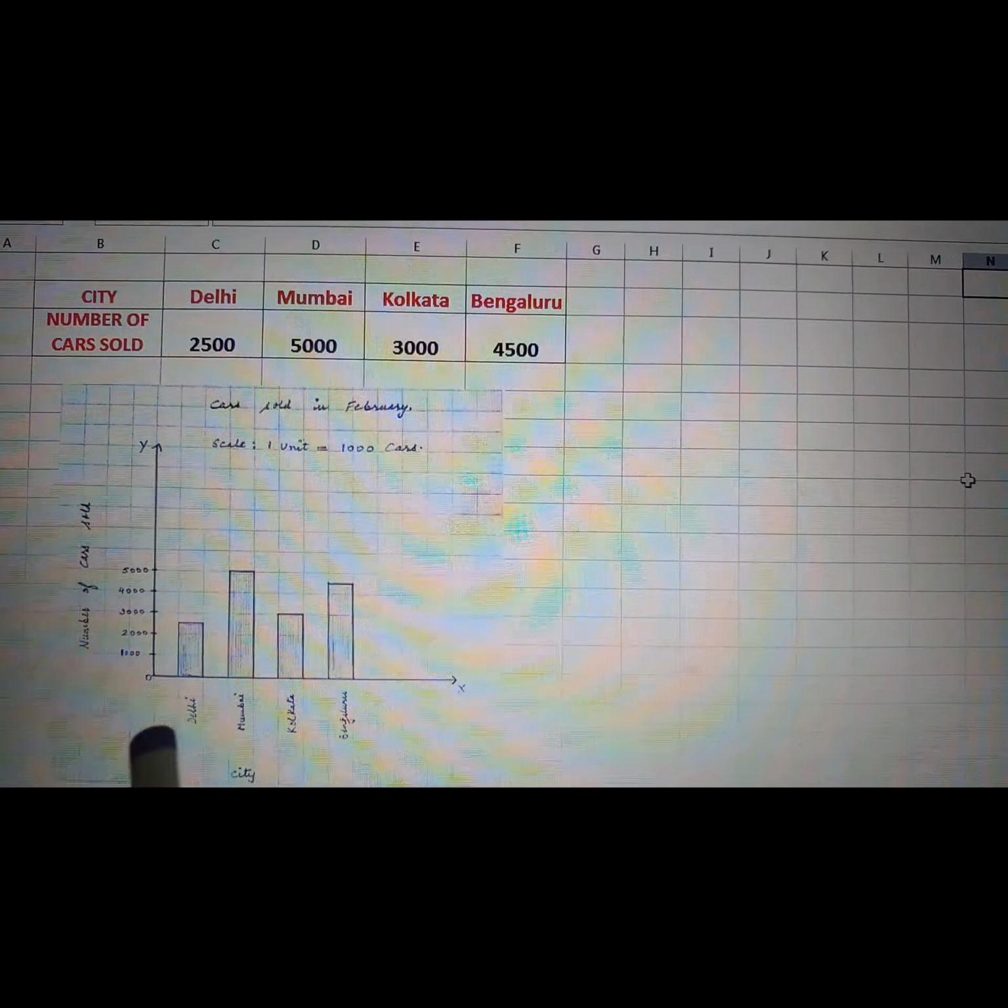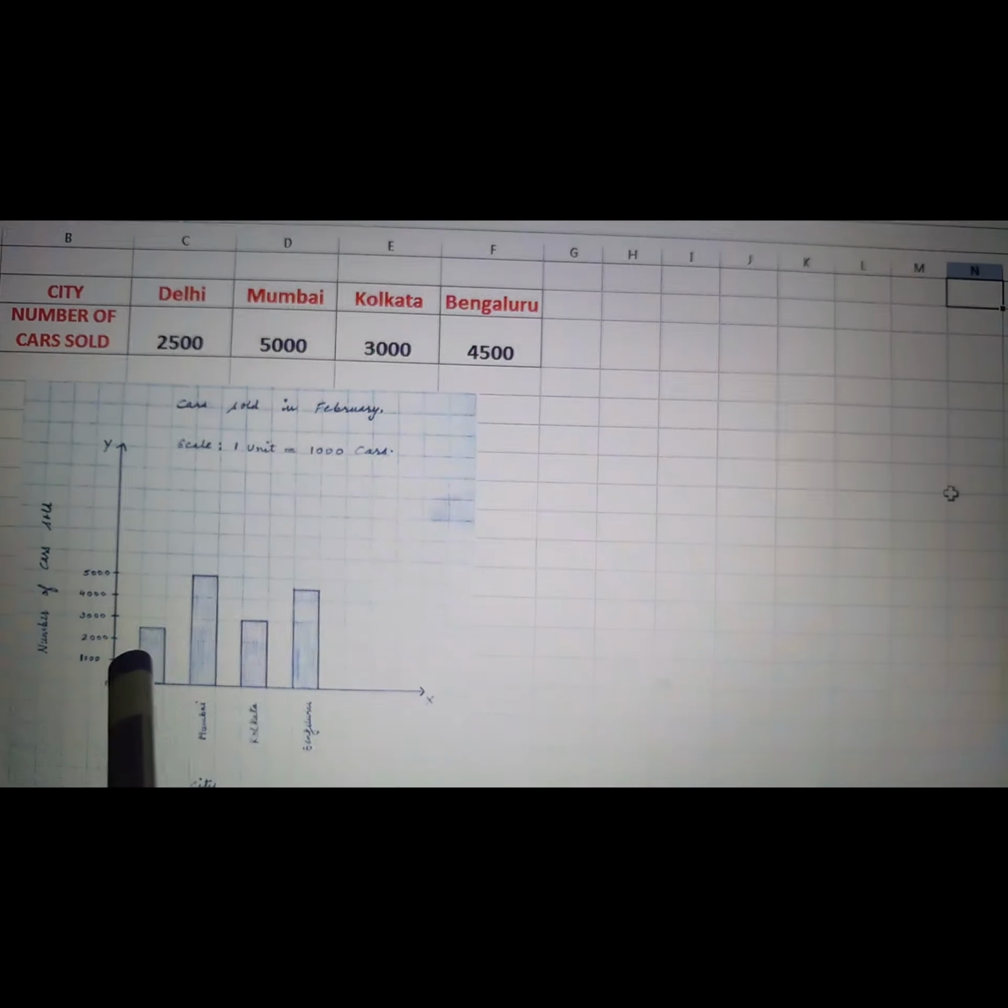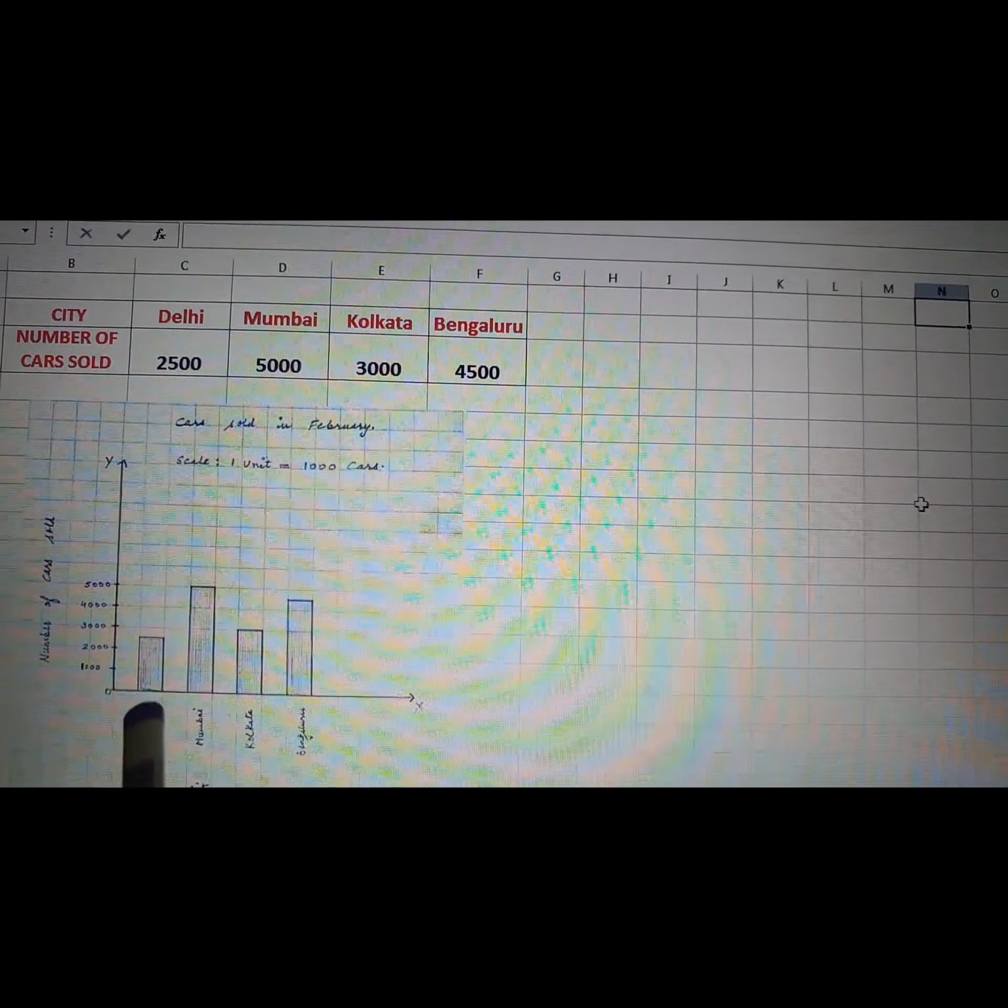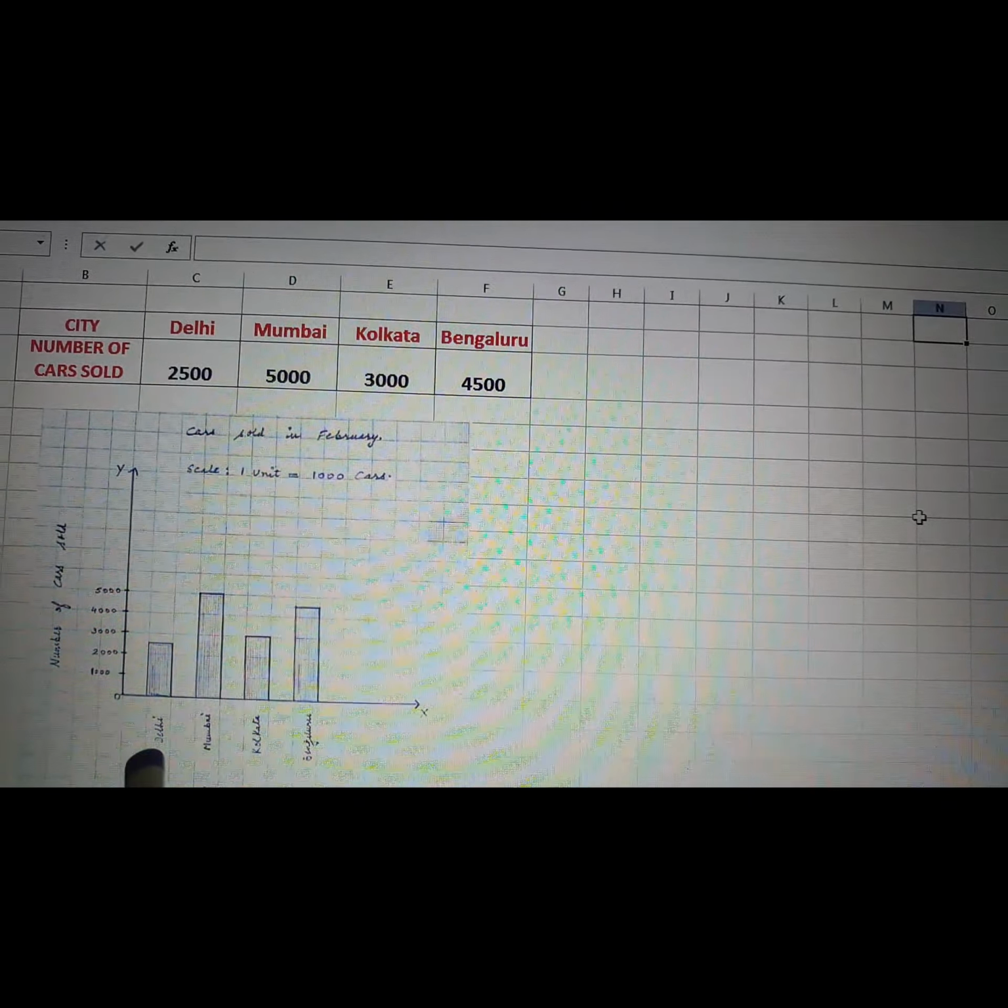Now we see that 2500 cars were sold in Delhi. So we'll draw a rectangle up to 2500. So in between 2000 and 3000 there is a line for 2500. So I'll draw a rectangle up to 2500 and write here Delhi.